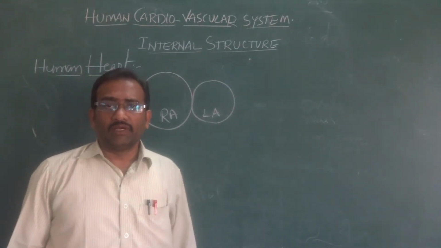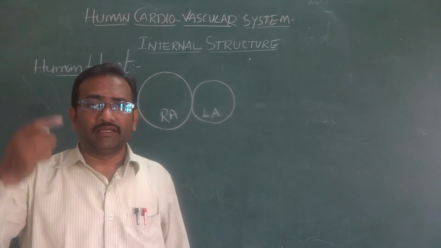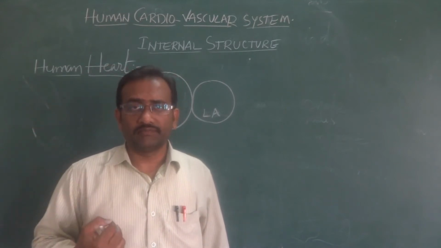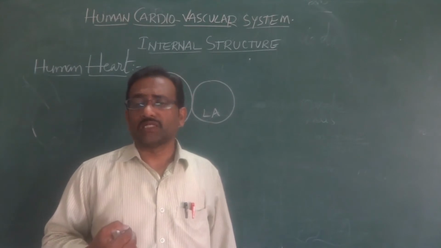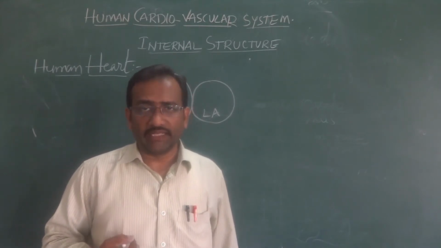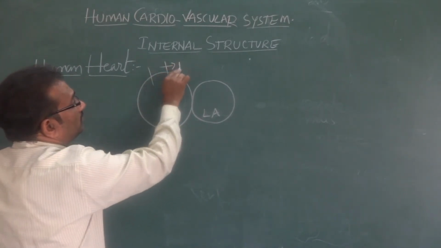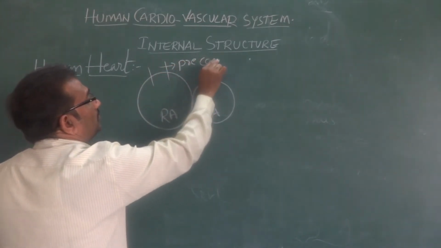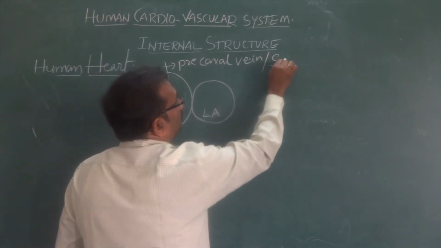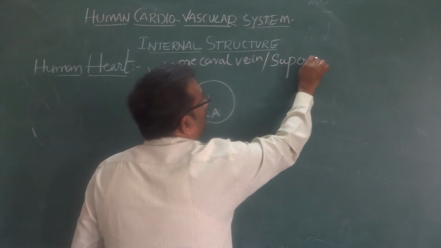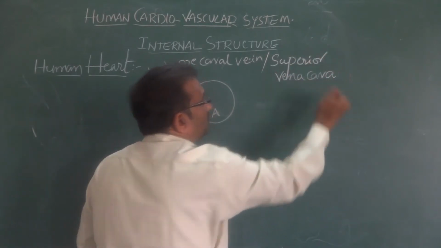The right atrium receives the impure blood from the upper body parts like the head and shoulders through the superior vena cava, also called the precaval vein. So this is the precaval vein, also known as the superior vena cava.